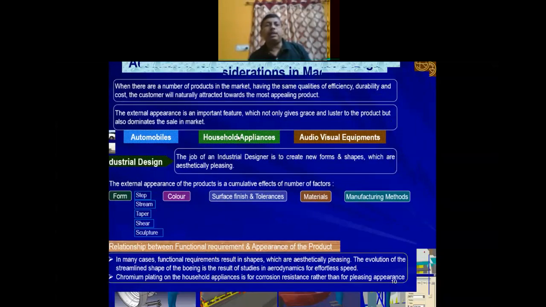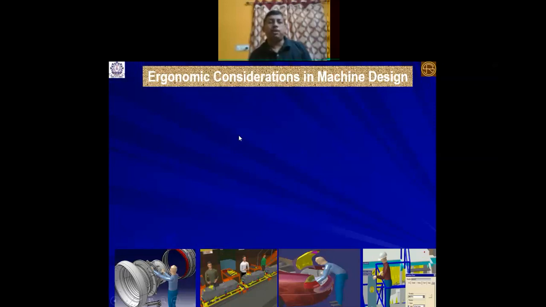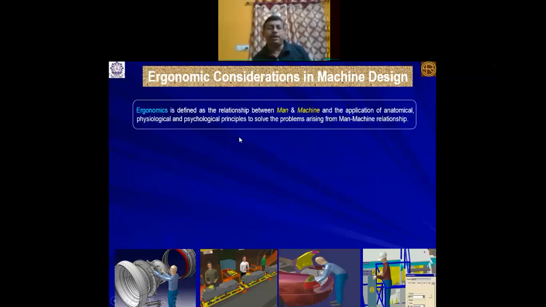So next, another important thing in the design is the ergonomic consideration, which is very important nowadays, and there are many jargon used, and many ergonomic friendly products developed. What do you mean by ergonomics? Ergonomics is basically the relationship between the man and machine and the application of the anatomical, psychological, physiological principles to solve the problems arising from the man-machine relationship.